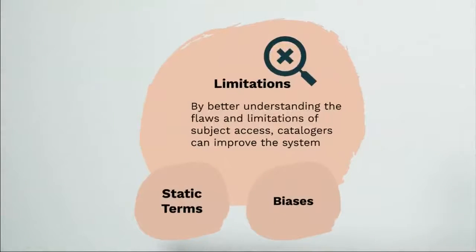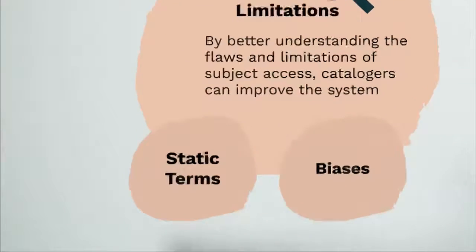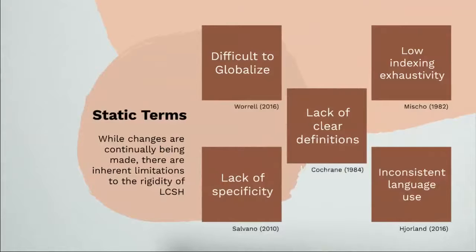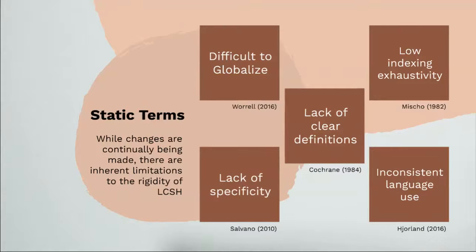Limitations. By better understanding the flaws and limitations of subject access, catalogers can improve the system. Static terms. While changes are continually being made, there are inherent limitations to the rigidity of Library of Congress subject headings. Some examples include difficult to globalize, lack of specificity, lack of clear definitions, low indexing exhaustivity, and inconsistent language use.